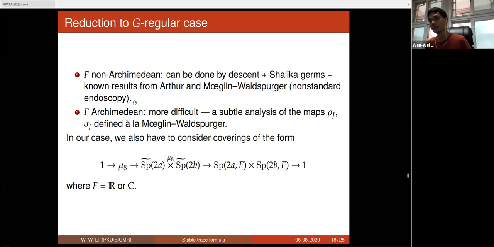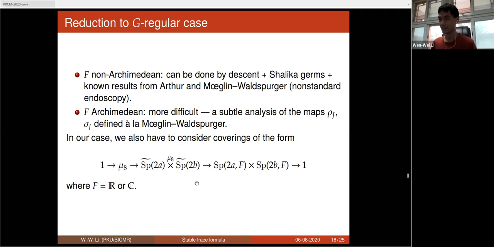But for Archimedean F, we don't have Shalika germs and we need more delicate analysis of some maps, some really stretched maps, Rho Z and Sigma Z. You can find them in the book of Moeglin-Waldspurger. Z is some set of roots. So just forget about it. But one strange phenomenon is we need to deal with some non-metaplectic covers.